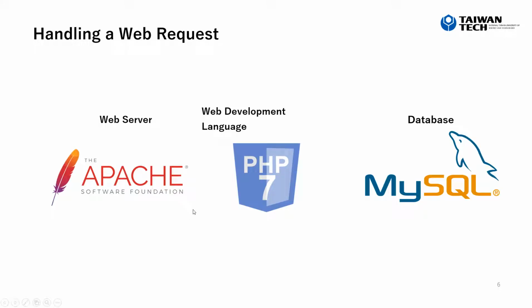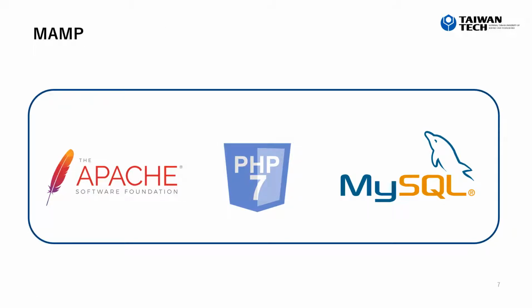If we want to handle a web request, we need to make sure the server has already installed the web server, the web development language, and the database. If you download all these things onto your local computer separately, you will spend a lot of time. So maybe you just choose one tool to download, which can help you download all the things like Apache, PHP, and MySQL all in one: MAMP. Later you just search MAMP and you can download everything.